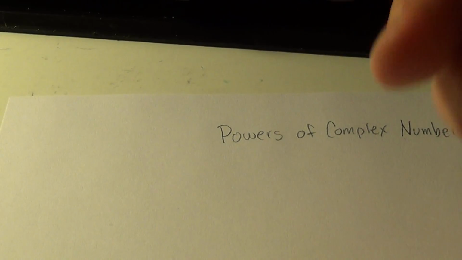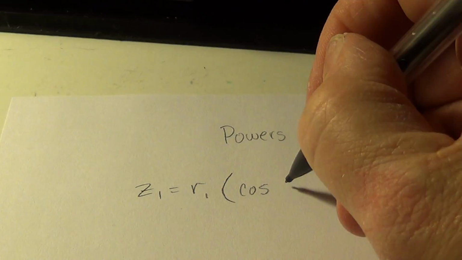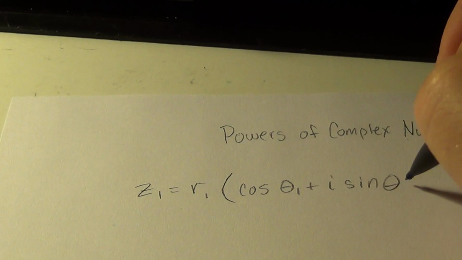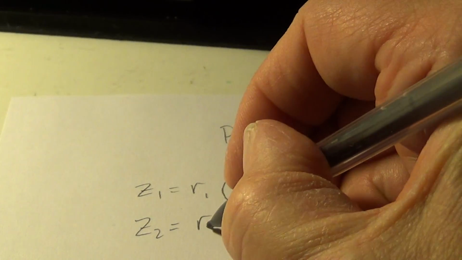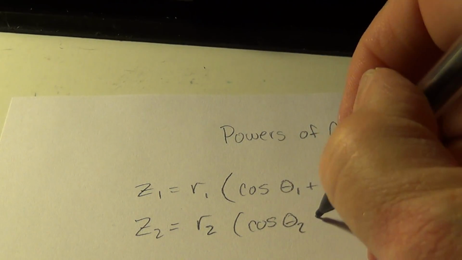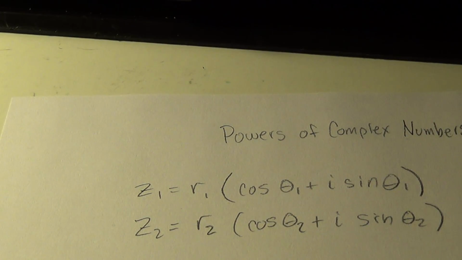numbers in trig form. So suppose we had z1 is some magnitude r1 times cosine theta 1 plus i sine theta 1. So that's a complex number in trig form. And say z2 is r2 cosine of a different angle theta 2 plus i sine of a different angle theta 2. Within each complex number these angles are always the same as each other.